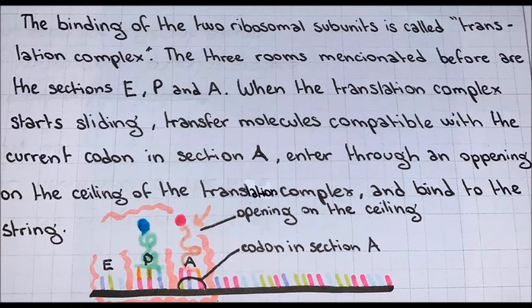The binding of the two ribosomal subunits is called the translation complex. The three rooms mentioned before are the sections E, P, and A. When the translation complex starts sliding, transfer molecules that are compatible with the current codon in section A enter through the opening of the ceiling of the translation complex, and bind to the string.